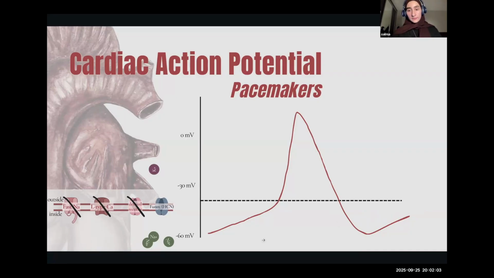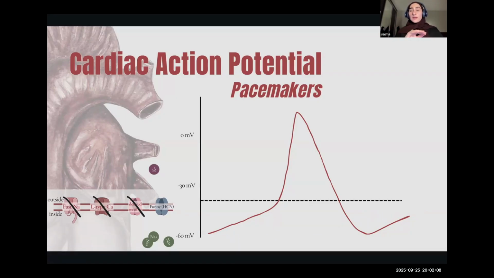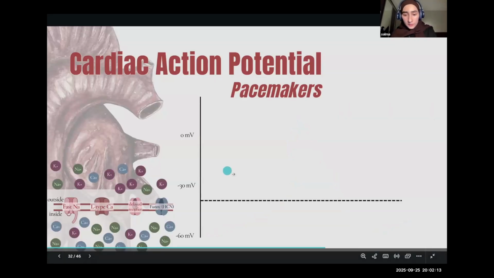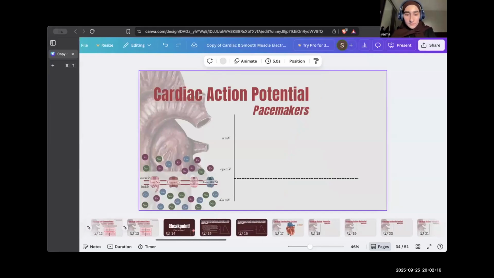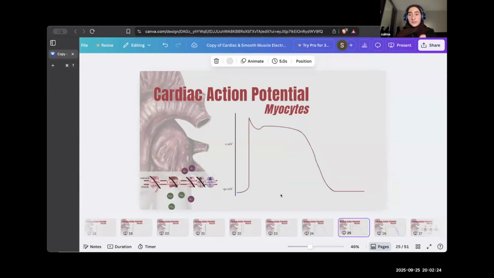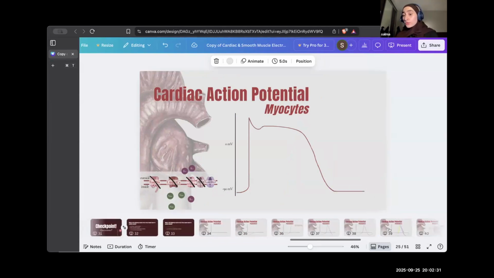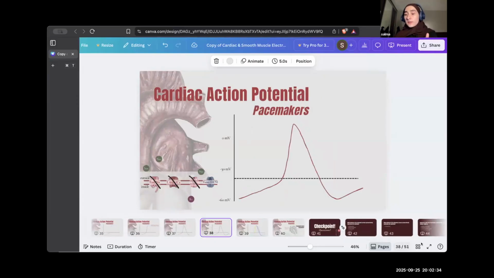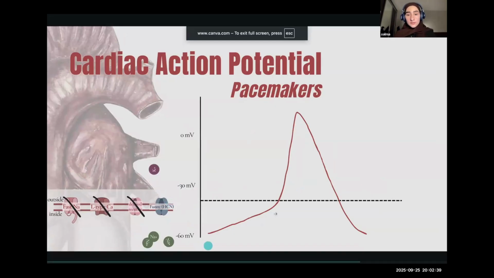Basically, in your pacemaker's resting state, it never has a flat part. Remember, in our myocyte, the resting state was just a flat straight line. This was its resting membrane potential. In a pacemaker, you do not have a resting membrane potential. Your membrane never actually rests. It's always constantly increasing, always constantly going up like that.